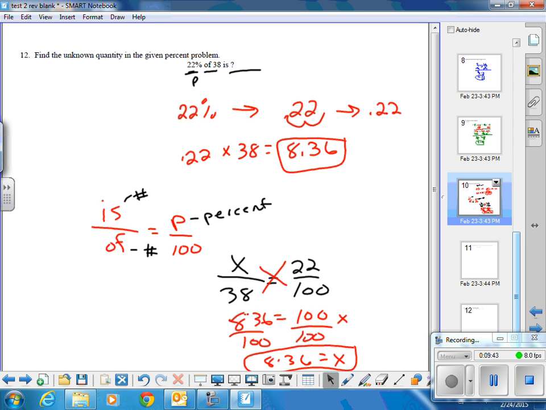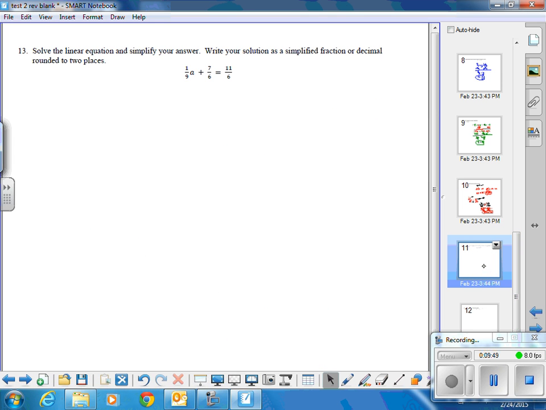I find the is-over-of way helps whenever you have more difficult problems. Okay, next one. So solve the linear equation and simplify your answer. Write your solution as a simplified fraction or decimal rounded to a couple places. Well, we won't have to do that.